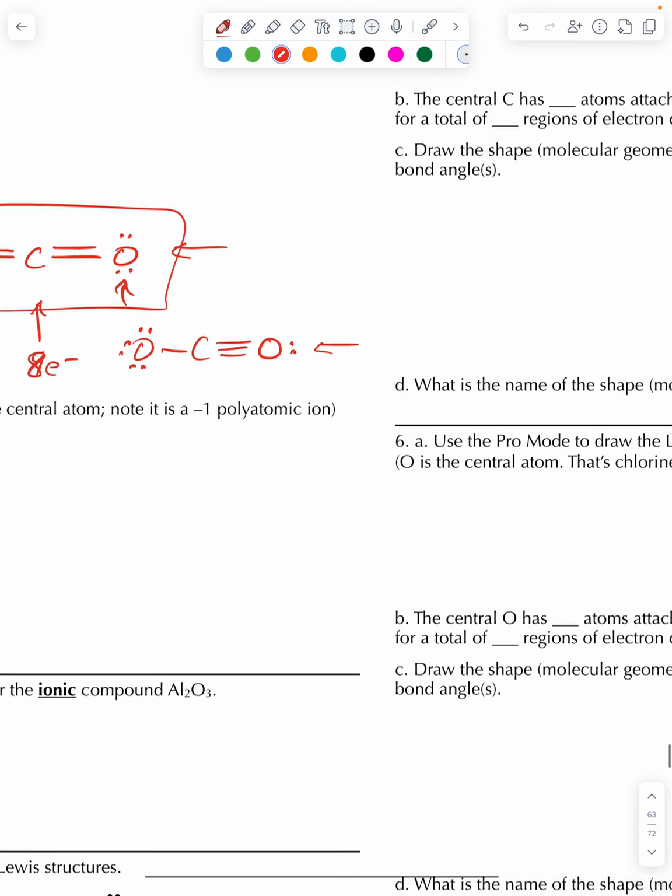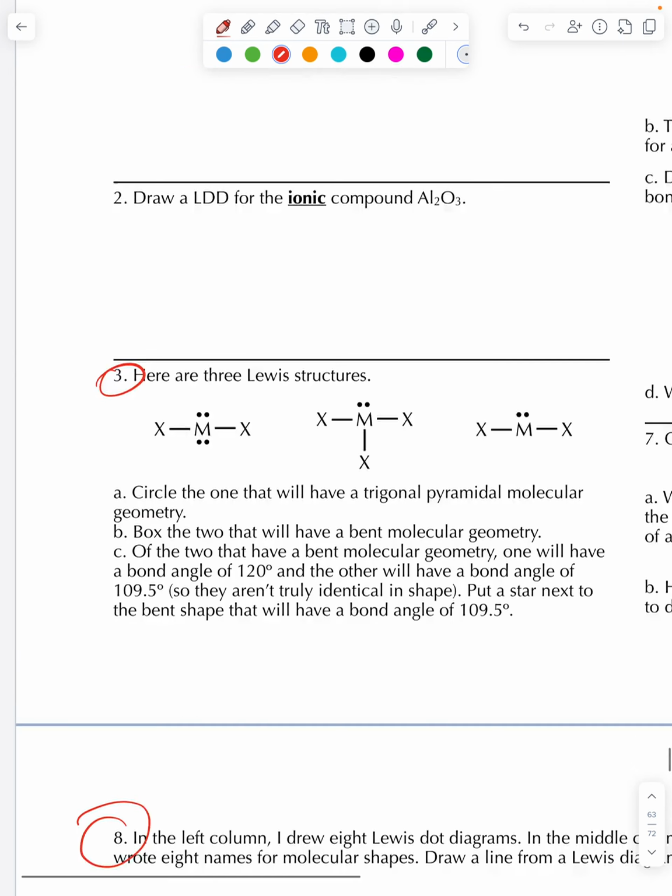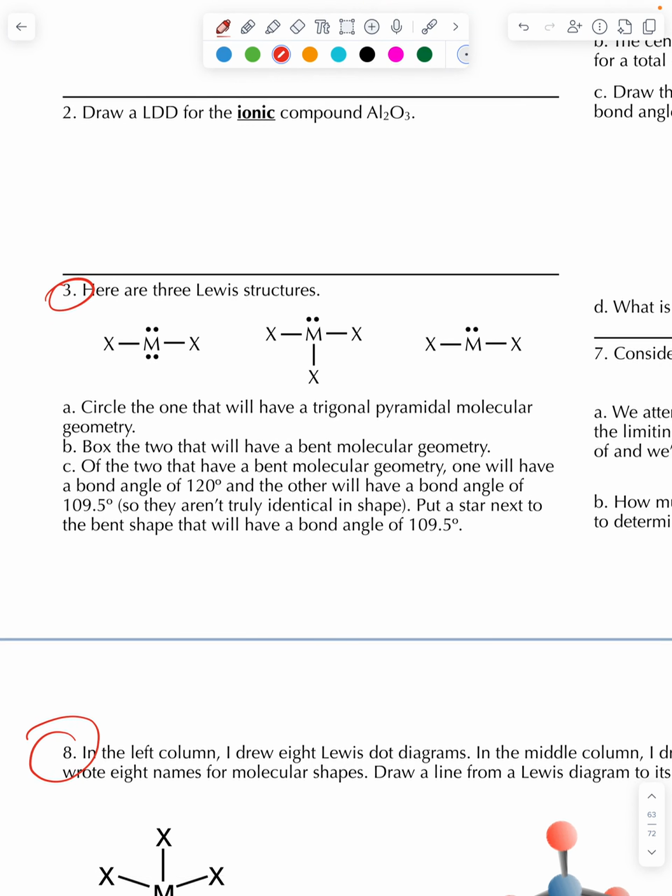All right, do I have another one? No, but there's another problem here. So again, really quickly, let's name the shapes here. I won't do the rest of this. What is that shape? Bent. What is that shape?